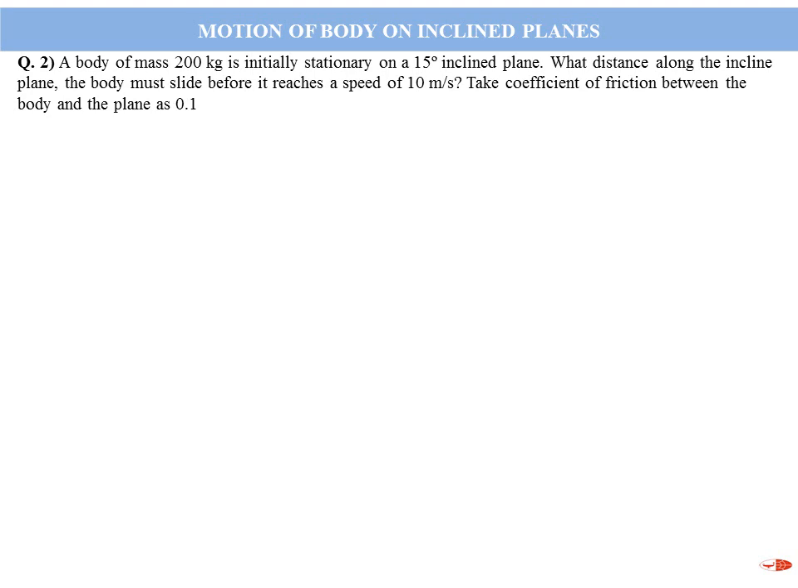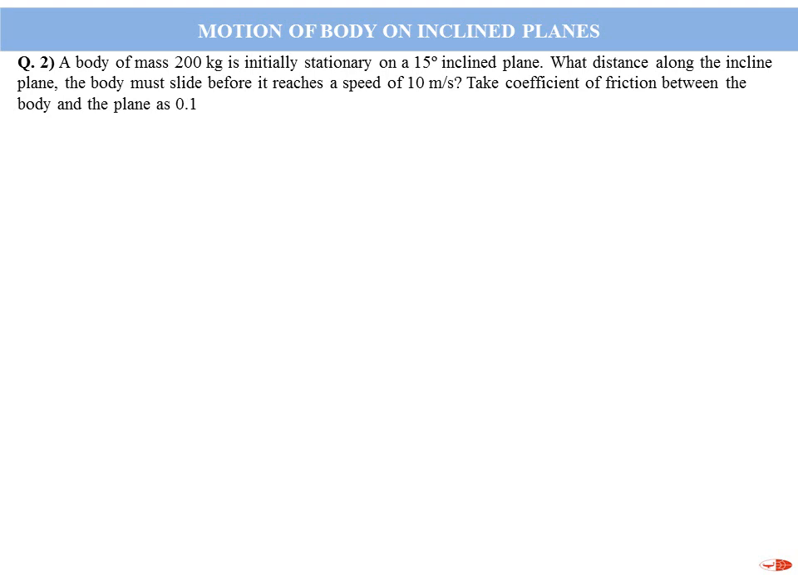Okay, now a body of mass 200 kilogram is initially stationary. You should again read that sentence, initially stationary on a 15-degree inclined plane.